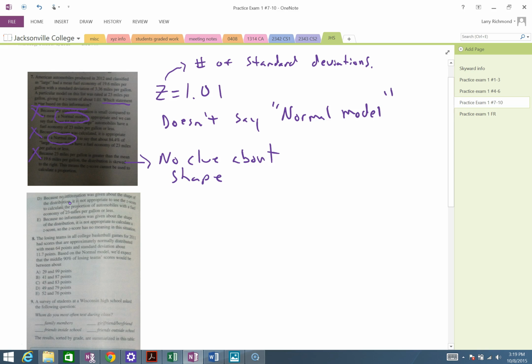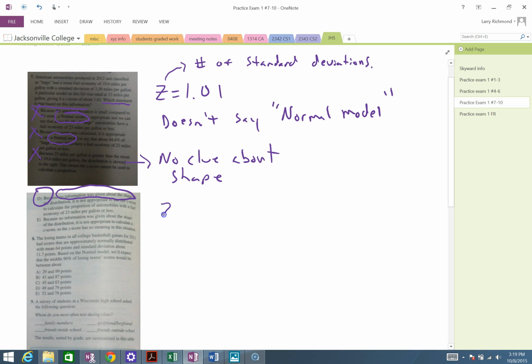D, because no information was given about shape, it is not appropriate to use the z-score. Yeah, no information was given about shape. That's true. D is our best answer. Because no information was given about shape of distribution, it is not appropriate to calculate a z-score. No, that's not true. A z-score is simply a number of standard deviations. We can calculate the z-score without knowing anything about shape.